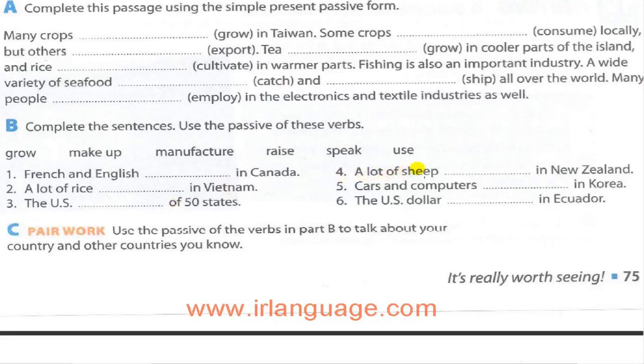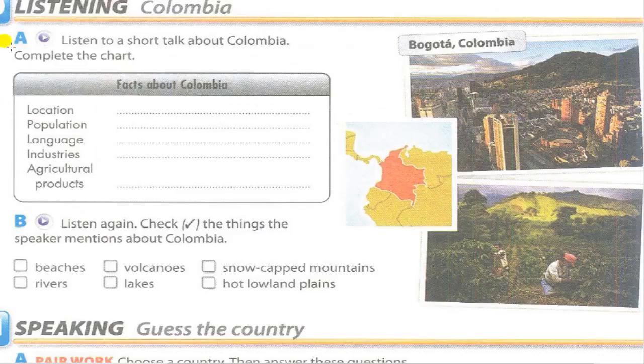A lot of cows are raised in Upper Egypt. The Egyptian pound is used in Egypt.